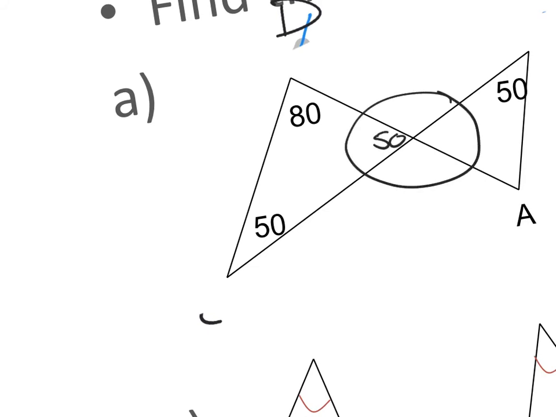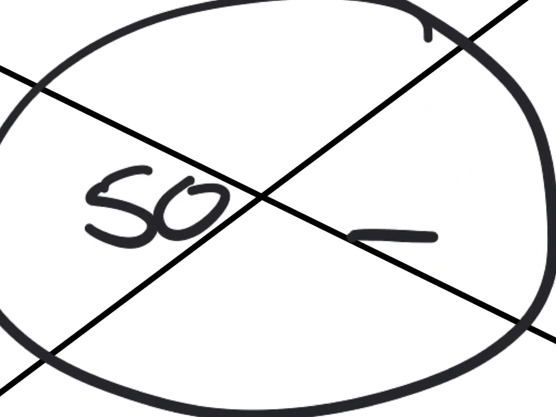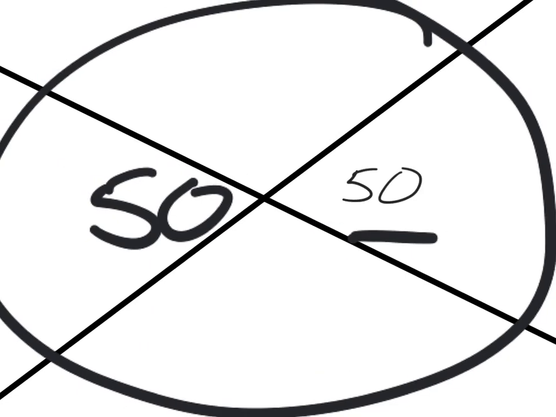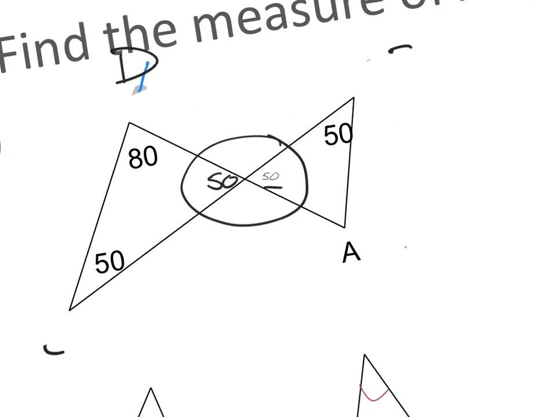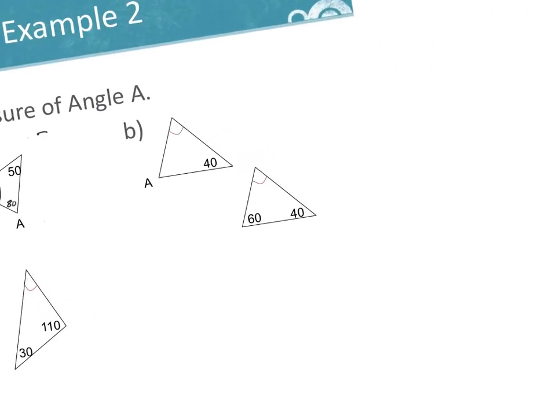Focus in on this area right here. What can I do directly across from that 50? What can I put right there? Like I'm focusing in that circle there. Oh, 50. Another 50, because that's vertical angles right there. Now on the right hand side I've got 50 and 50. What's the last angle? 80. It had to be. All right, let's move on to this one.